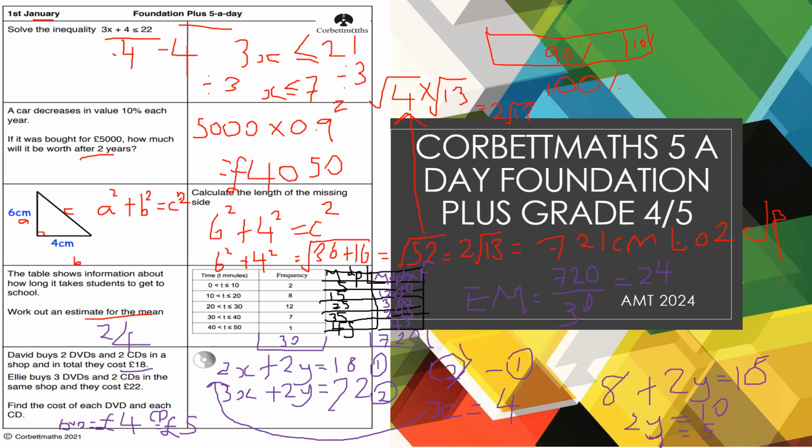So that last question is the topic of forming and solving a pair of simultaneous equations, or a system of equations, as we might say in A-level maths. The first question was looking at solving linear inequalities. The second question was looking at compound interest, or depreciation in this case. The third question is looking at Pythagoras' theorem. The fourth question is looking at estimate of a mean of group data. And the last question here, looking at algebra and simultaneous equations.